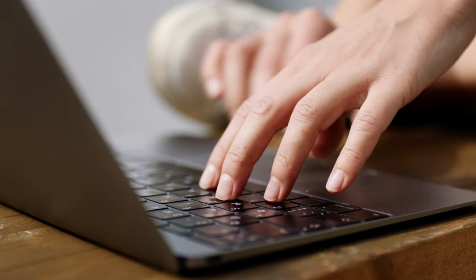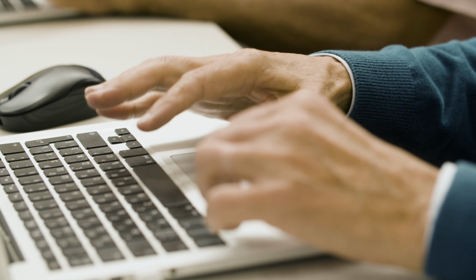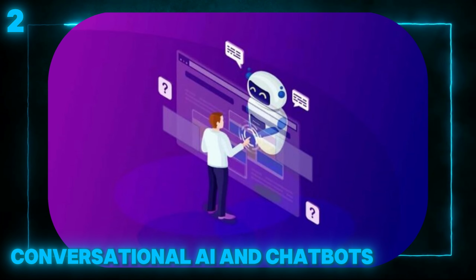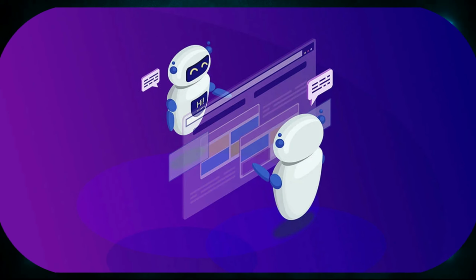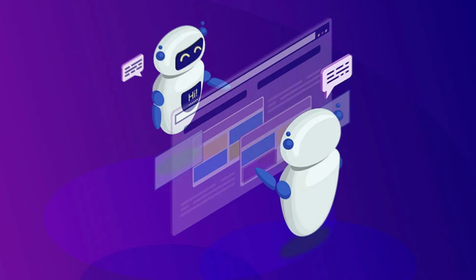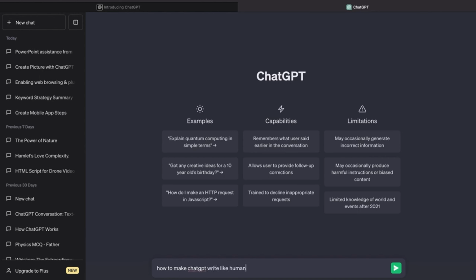In the education sector, GPT-5 can support multilingual learning by translating educational materials and lectures into various languages without losing their intended meaning. Number 2. Conversational AI and chatbots. GPT-5 is redefining how conversational AI systems operate by bridging the gap between artificial and human-like interactions. Traditional chatbots often rely on scripted responses, making them ill-equipped for complex or emotionally charged conversations.